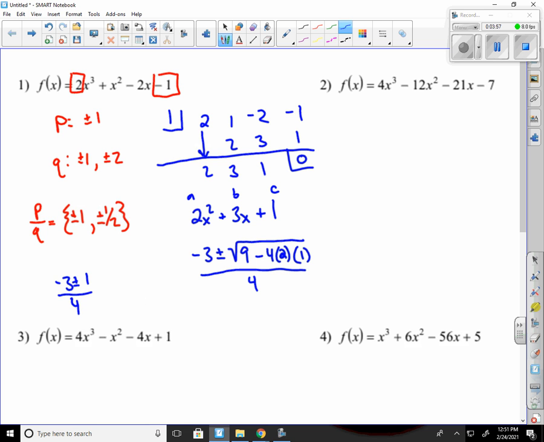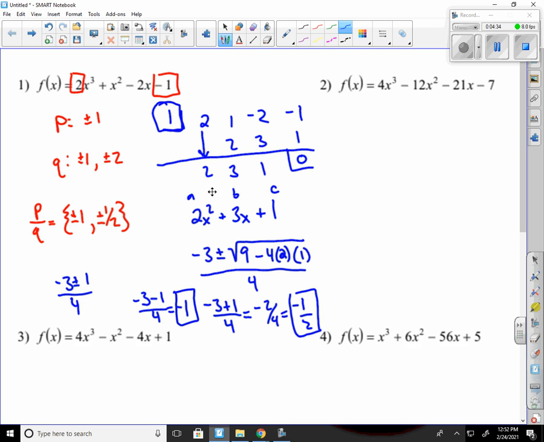Break this into two problems. -3 minus 1 over 4. -3 plus 1 over 4. -3 minus 1 is -4. Divided by 4 is -1. -3 plus 1 is -2. Divided by 4 is -2/4, which is -1/2. These are my three roots. And then 1. So I have -1, -1/2, and 1. Those are my three roots. That's all you had to do.